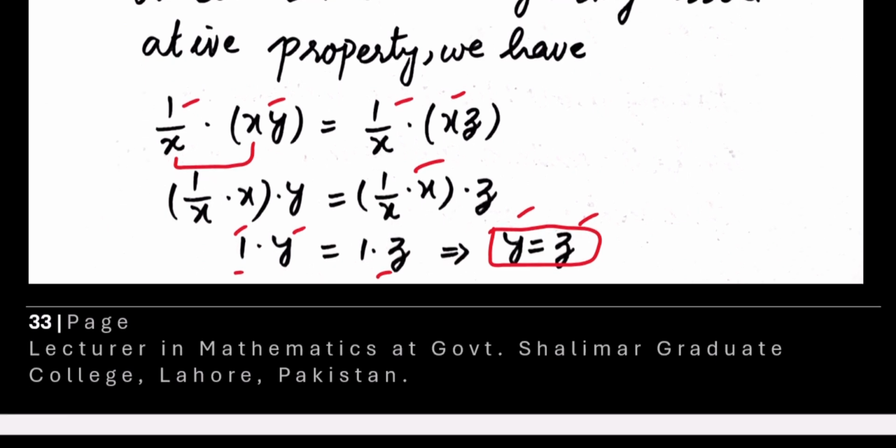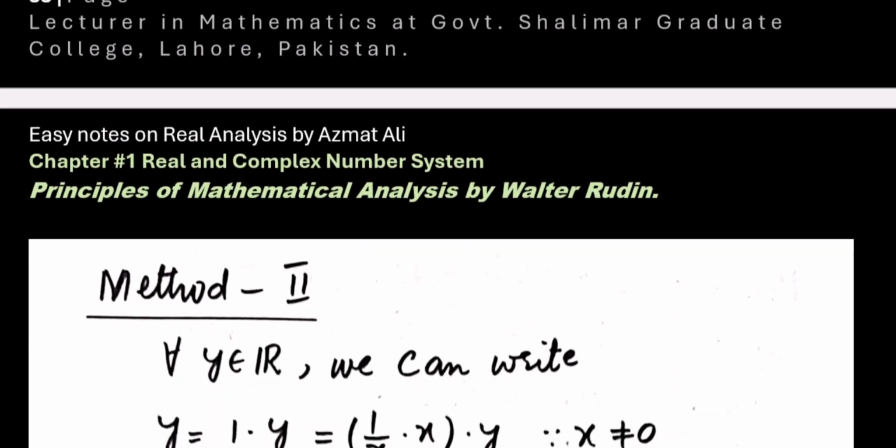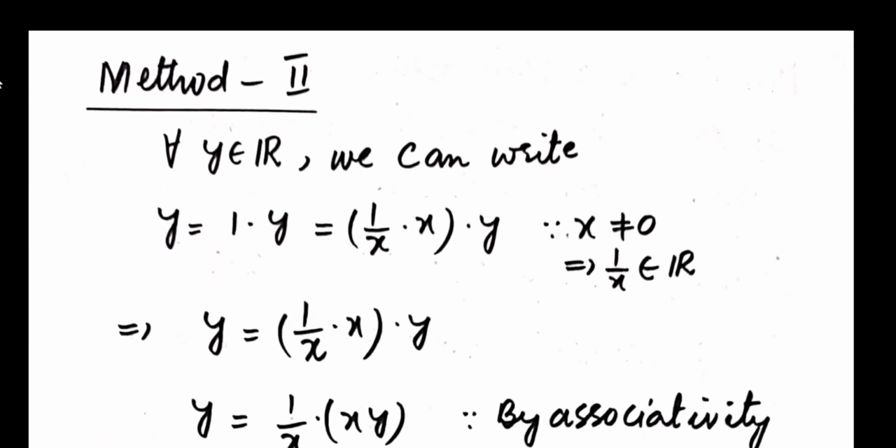The second method is, for all y belonging to R, we can write y is equal to 1 into y, because 1 is the multiplicative identity, so when you multiply 1 with y, there will be no change. So we can write y is equal to 1 into y, as we can replace 1 with 1 over x into x. So this implies y becomes 1 over x into x y.